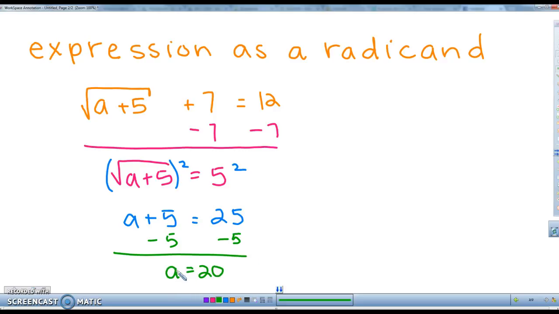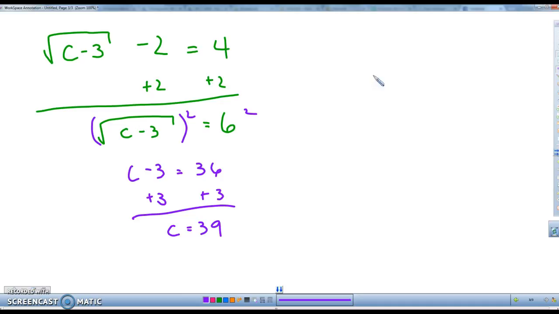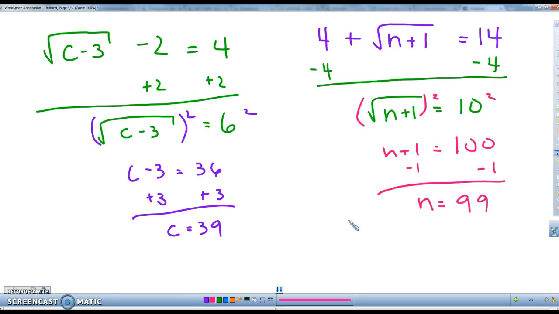Okay, I'm going to have you practice one on your own. We'll do the square root of c minus 3, minus 2 equals 4. So go ahead and try that one. Check your work against mine, but when you solve, you should get that c equals 39. And we'll try one more for giggles and grins. 4 plus the square root of n plus 1 equal to 14. Try that one. Again, check your work, but we should have gotten n equals 99 this time.